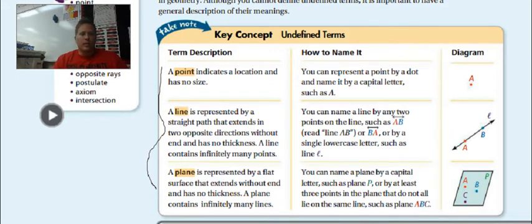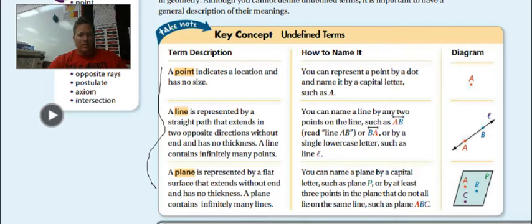So a point is not like an actual shape. All it is, is indicating a location. Usually when we are labeling, we have a capital letter right there, and a point looks like right there. So it's not an actual thing, it's just a location of where a specific thing is.